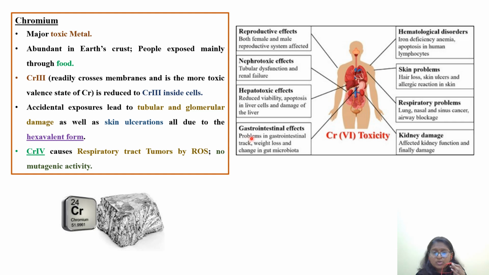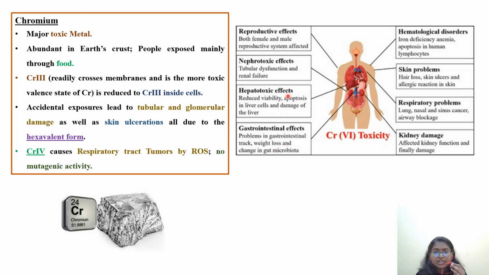Then how is chromium affecting the GI tract, the gastrointestinal tract? Weight loss, change in the gut microbiota. As we know, there are a few microbiota in our gut which are very important, the ones we call useful bacteria. If those are also getting affected, then there will be some harmful effects, or it will disturb the GI. Whatever acid balance there is in the GI tract will get disrupted, and more infections will happen.